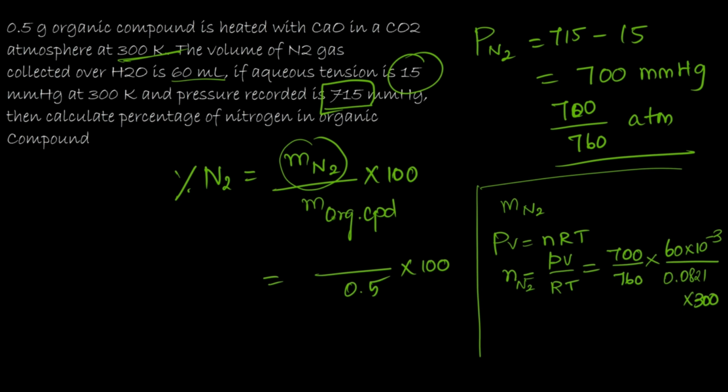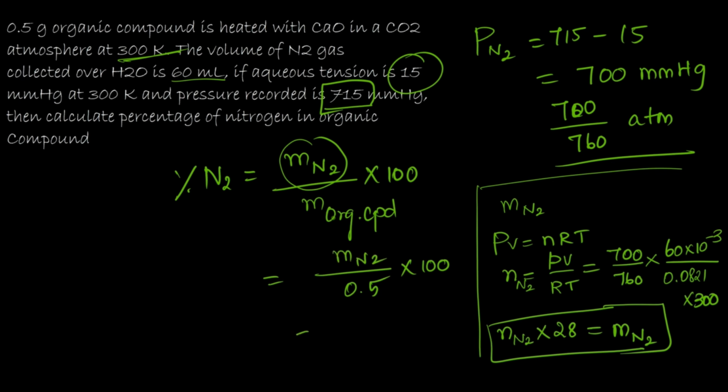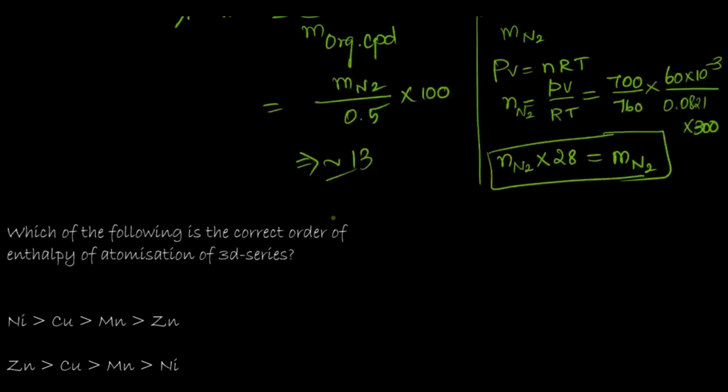Once I get the number of moles of nitrogen, I have to multiply it with 28 to get the mass of nitrogen. It is so simple. Upon doing the calculation, you will end up with the mass of nitrogen. You just need to substitute it over here. You will get around 12 point something. While rounding it off, you will get approximately 13. 13 is the right answer to this question.